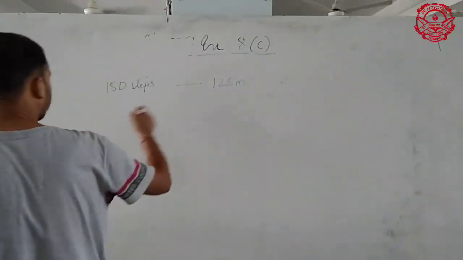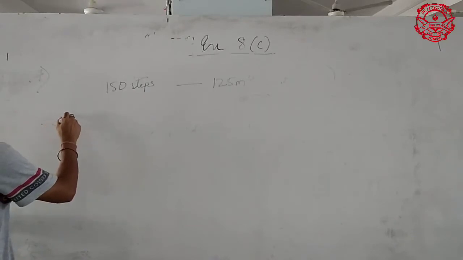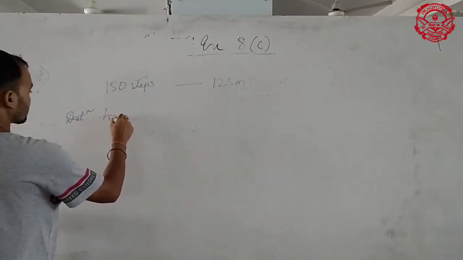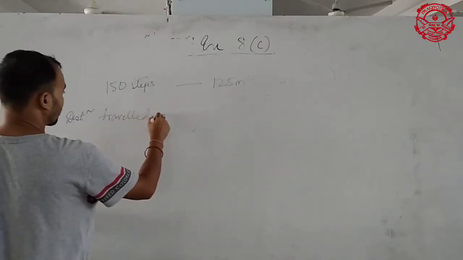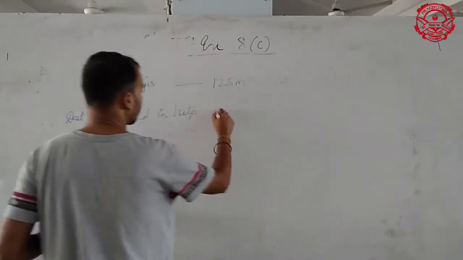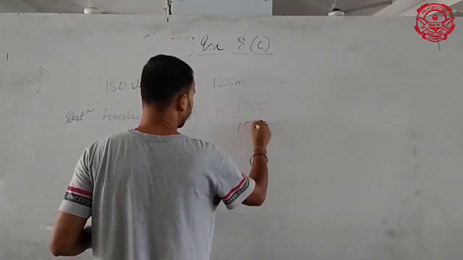You calculate the distance of 1 step. Therefore, distance travel in 1 step. In 1 step he will travel 125 by 150.